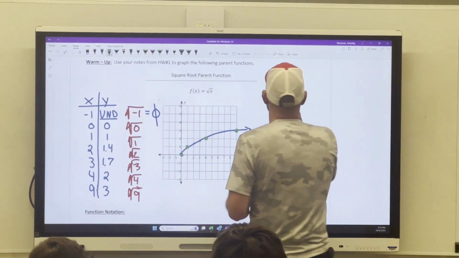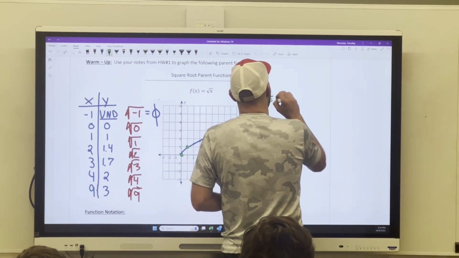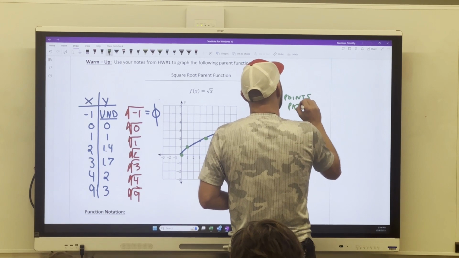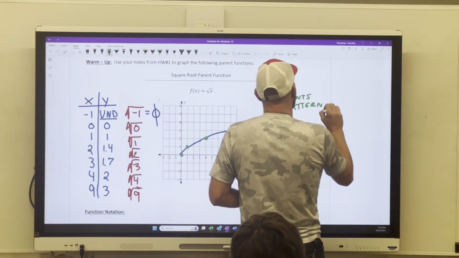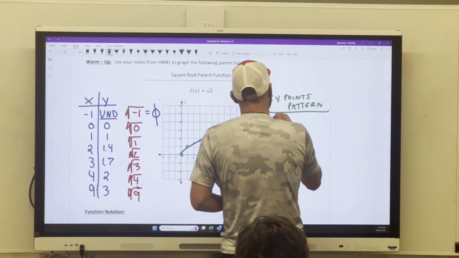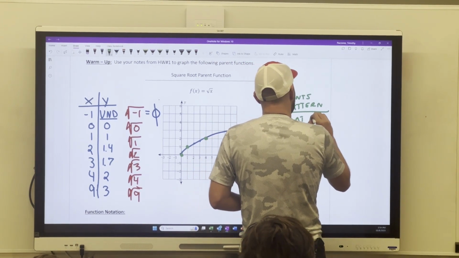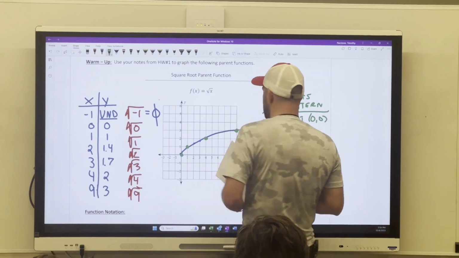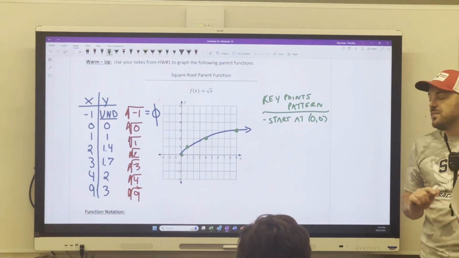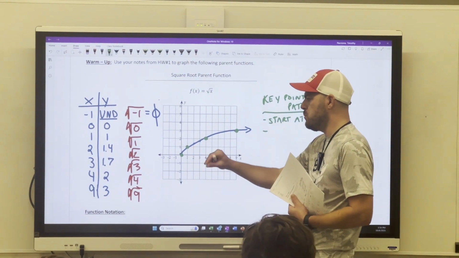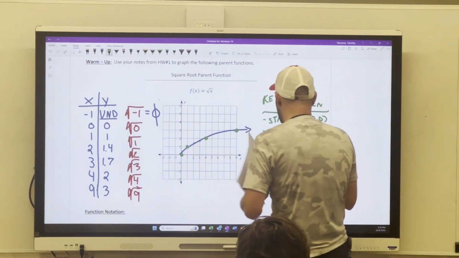So let's talk about the key points pattern. All right, so you want to have a starting point, right? You start at 0, 0, just like with the other ones. And then you go where? Over and up what? 1. Over 1, up 1.